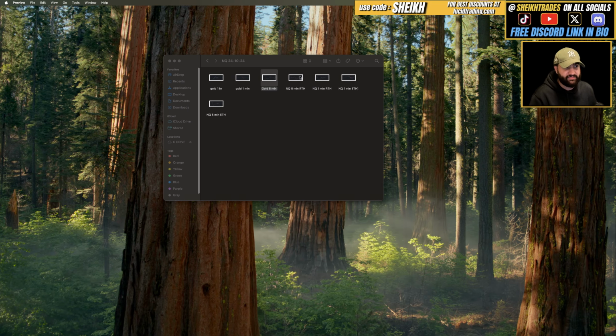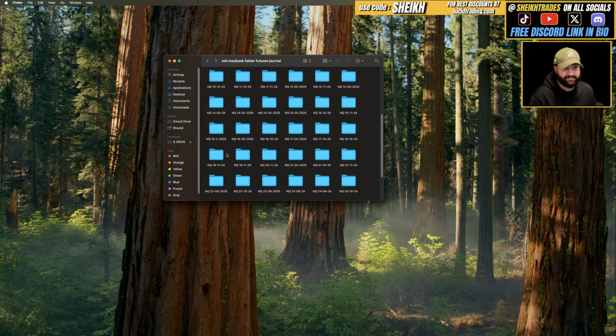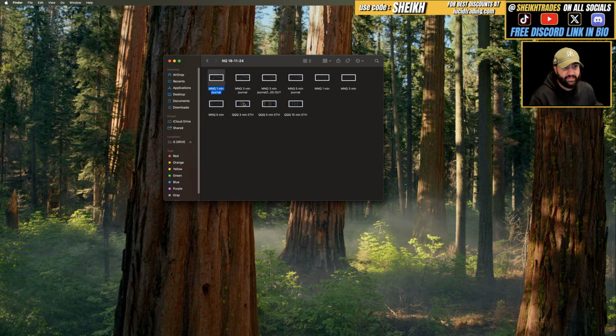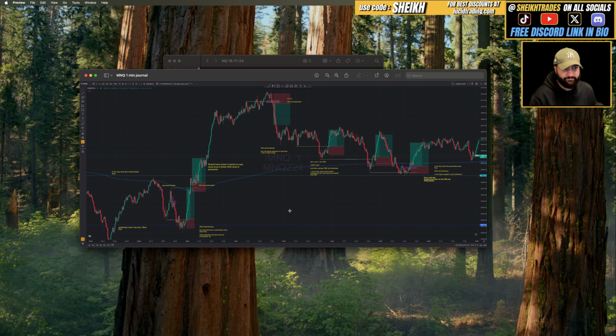But I have everything. NQ, regular trading hours, extended trading hours, NQ 1 minute journal. Look at this. And I've written everything down. I've written literally everything down. Yesterday's key level, blue line, FBD. I've written everything down. Why certain things happen, how certain things happen. It's so clean, man. Look what I've gone through.